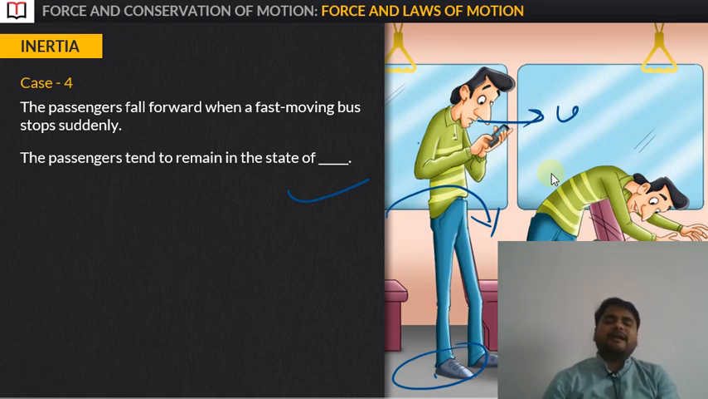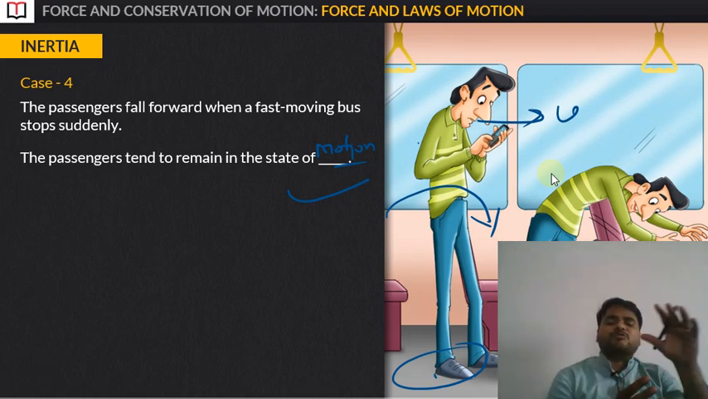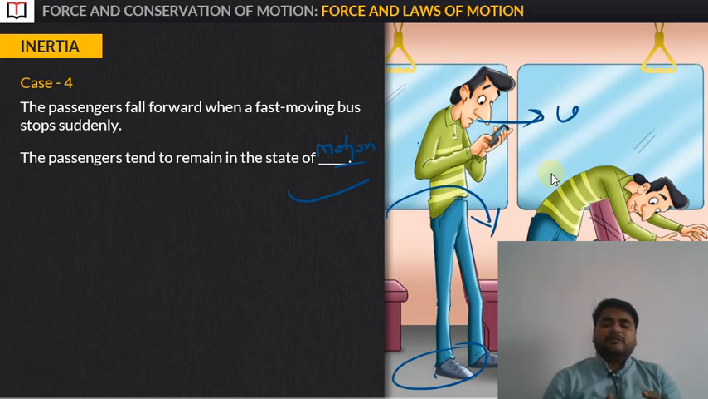So this is happening because the passenger tends to remain in the state of motion. Initially the man was in motion, due to which the upper part of the body was in motion, which tends to keep the body in motion. But as the brake is applied, the lower part of the body was in contact with the bus, so it comes to rest, but the upper part was moving. That's why the man fell down in the forward direction. It is happening because the passenger tends to remain in the state of motion.